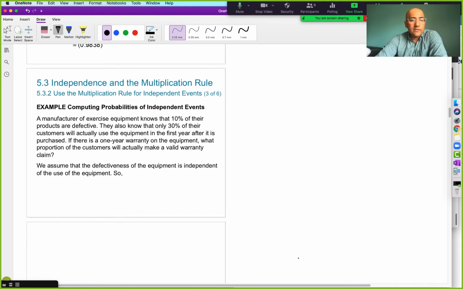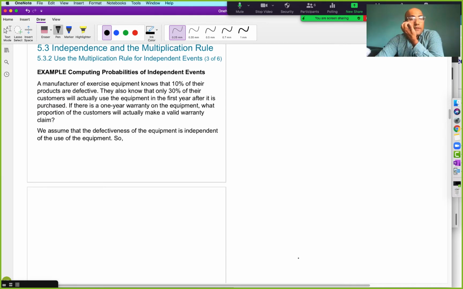Okay, now consider this example. A manufacturer of exercise equipment knows that 10% of their products are defective. They also know that only 30% of their customers will actually use the equipment in the first year after it is purchased, right? So that's kind of sad. They know that people that watch infomercials at 2 in the morning and want to get fit are going to order this really expensive piece of equipment.